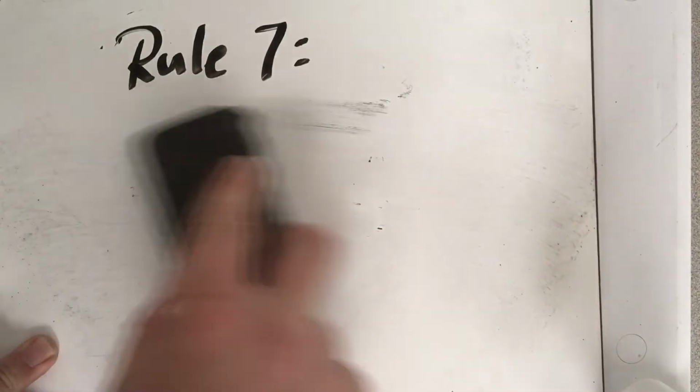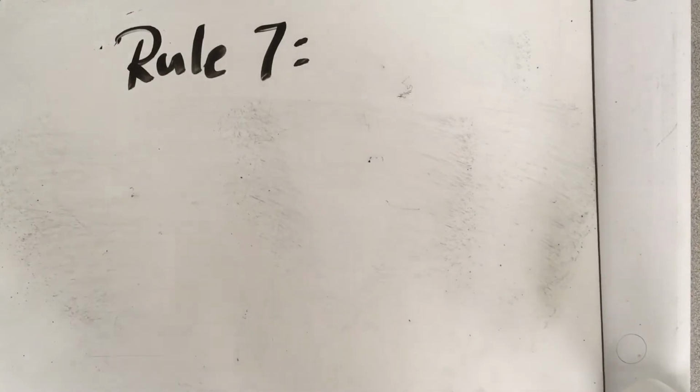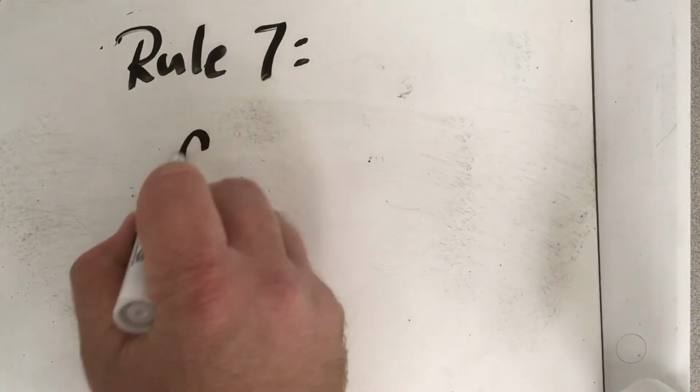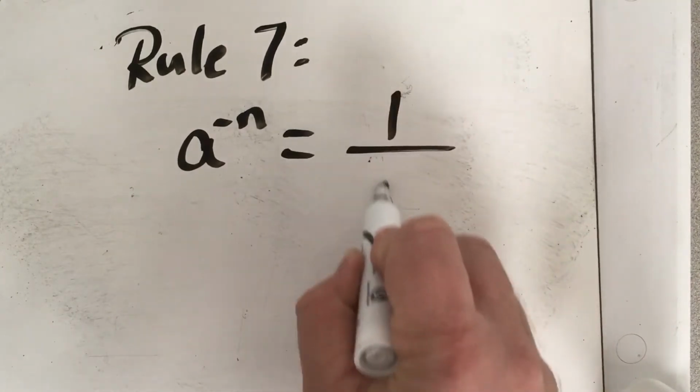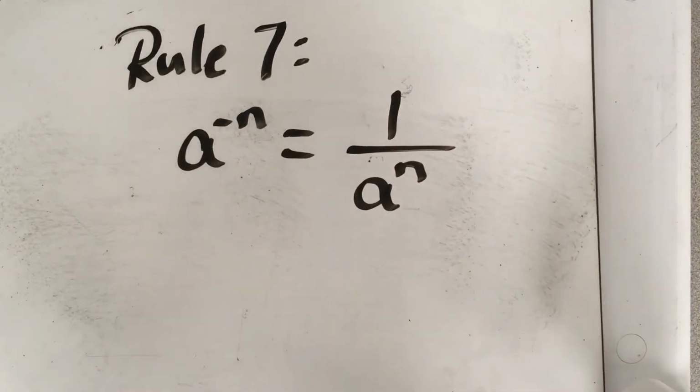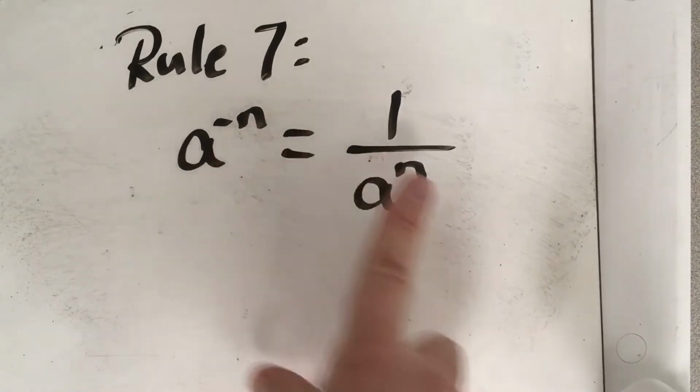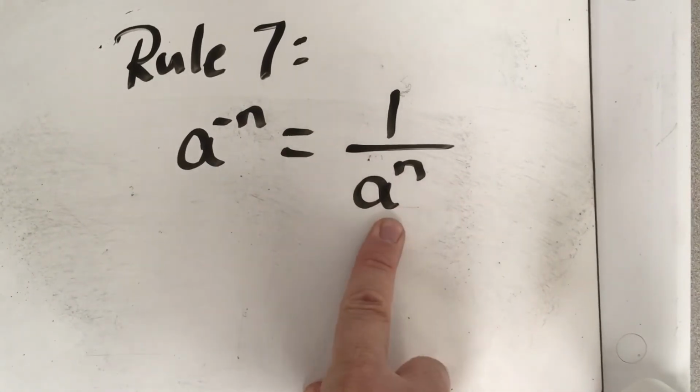Now let's see how this works in conjunction with other rules. First, I'll give you the generic: a to the negative n has to equal 1 over a to the n. The negative becomes positive and comes to the bottom of the fraction.